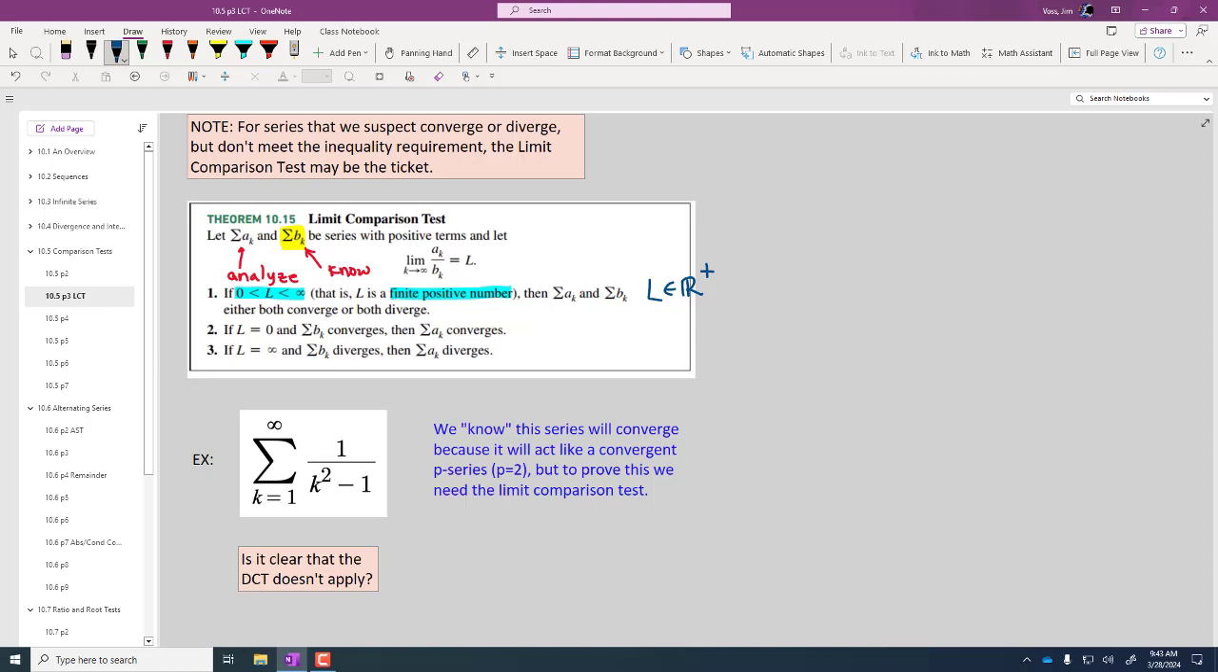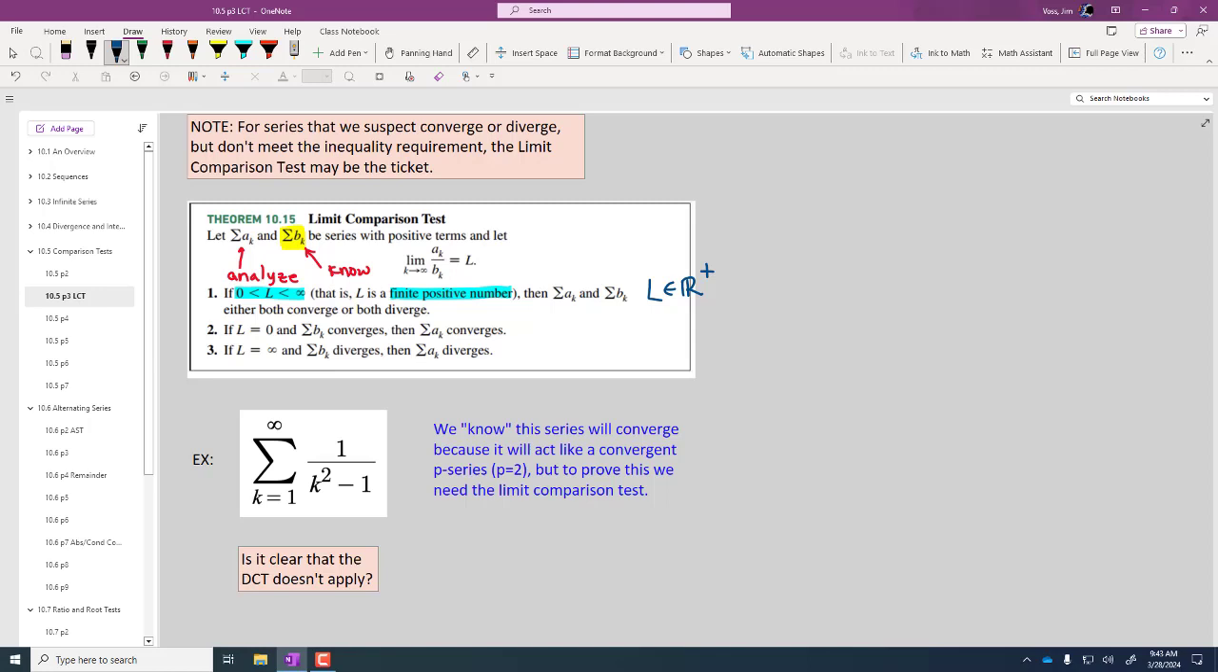If this limit is a positive real, it means that the two series are linked. It means they're both diverging or they're both converging. They're doing the same thing. So if there is a positive limit for their ratio, that means they behave in the same way. They either both converge or both diverge.